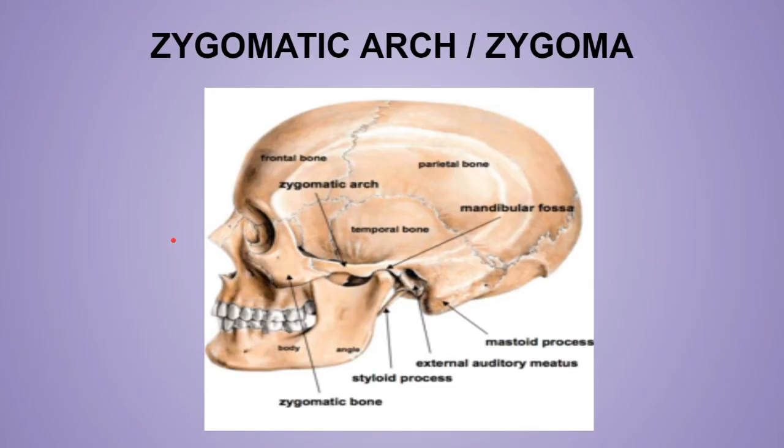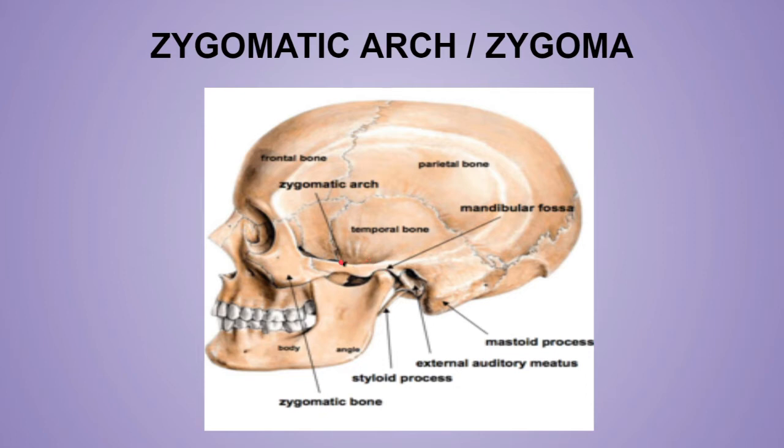Now the zygomatic arch or the zygoma. First of all, this is the zygomatic arch or the zygoma. It is mainly formed by two bones. This is the zygomatic bone and this is the temporal bone. So it is formed by the temporal process of the zygomatic bone in its anterior 1/3, and the posterior 2/3 is formed by the zygomatic process of the temporal bone.